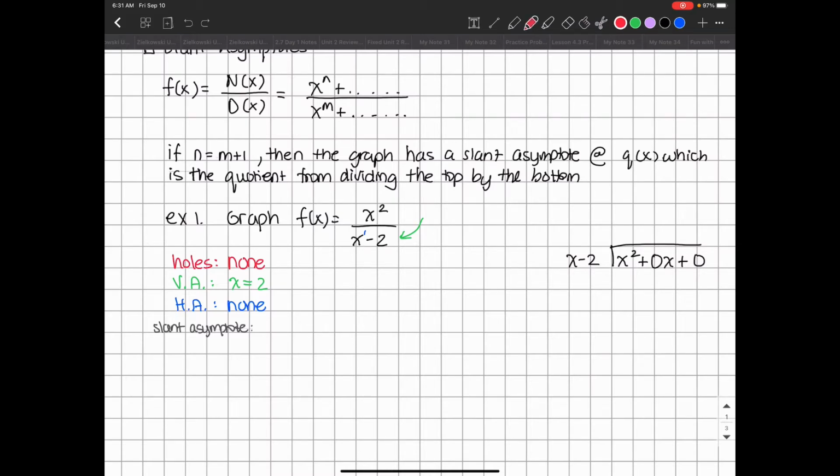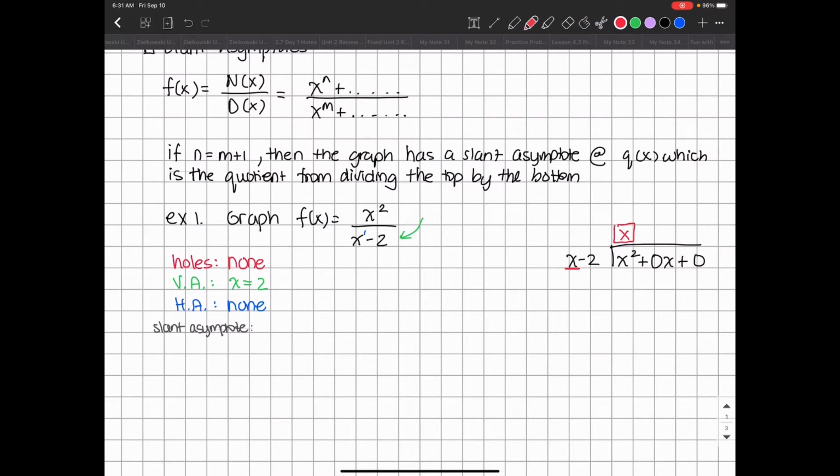So I'm looking at this x that I'm dividing by, and I'm looking at what I would have to multiply that by. So what would I have to multiply that by to get x squared? I would have to multiply it by x to get x squared.